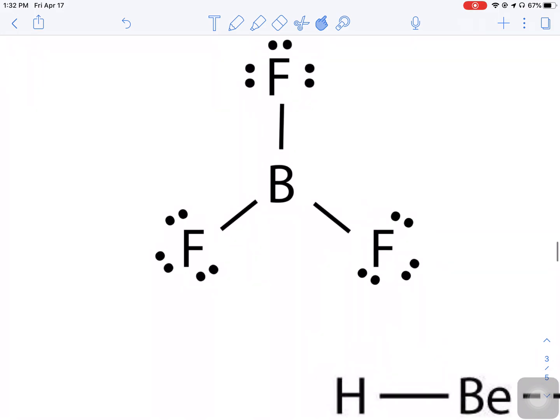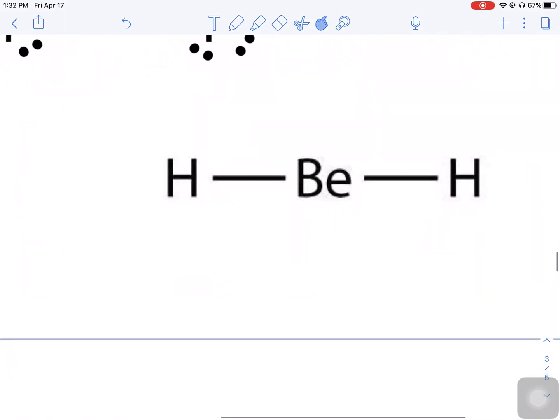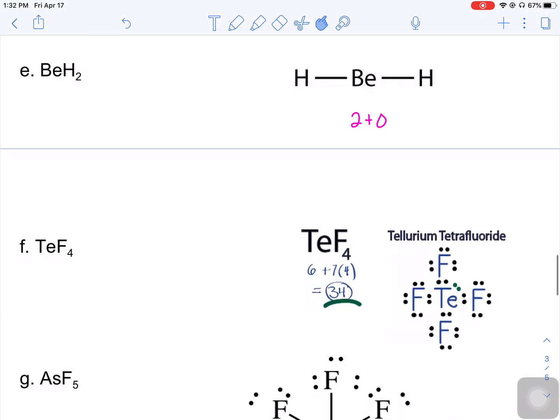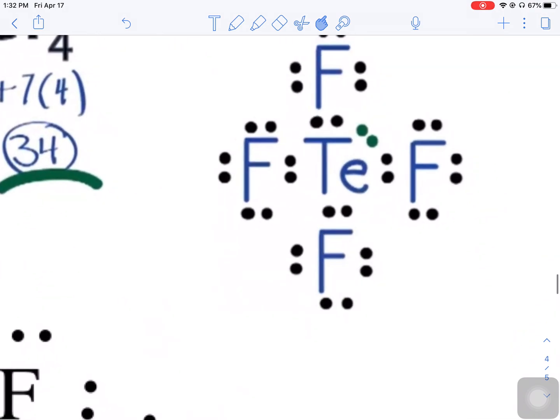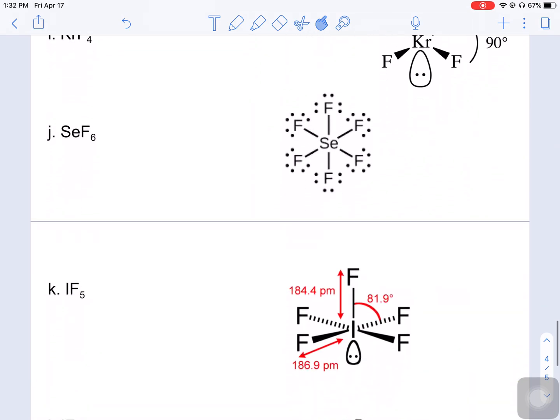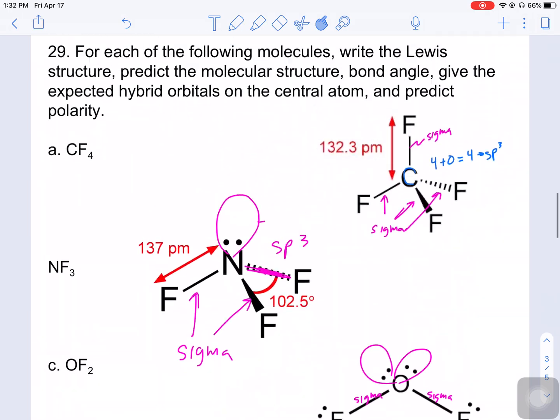Let's do another one. Boron, 3 neighbors plus 0 unshared pairs. Boron must be sp2 hybridized, okay? All of which are sigma bonds, okay? 2 plus 0 is a type of hybridization we haven't talked about yet. We'll save that for another day. Okay, this one I think we will save for another day as well. So I'm looking through some of these examples. Some of them are beyond the topics that we've talked about today, so we will talk about them a little bit more tomorrow.